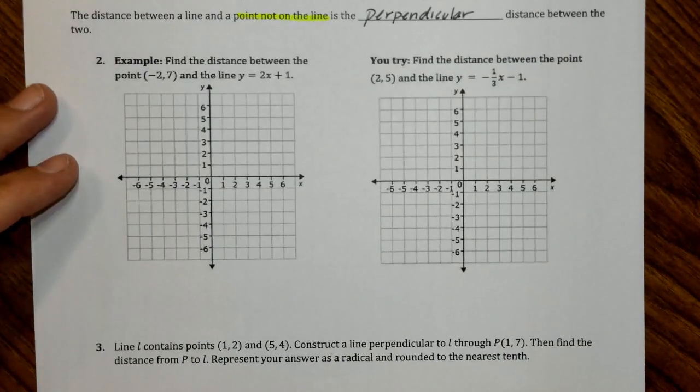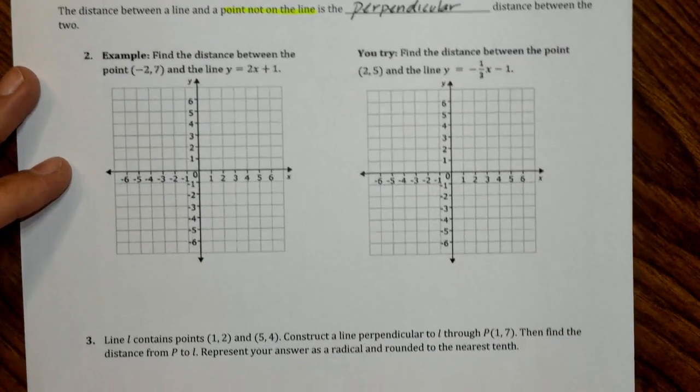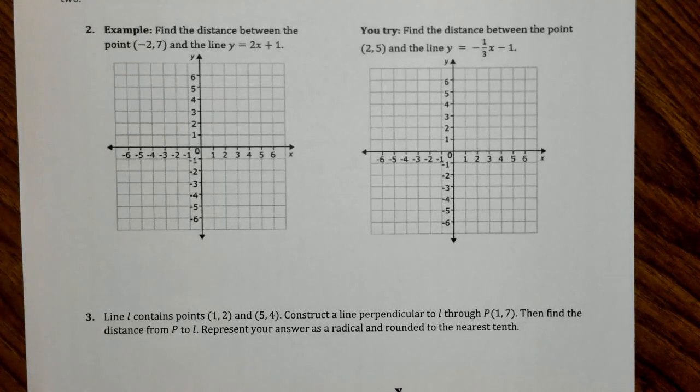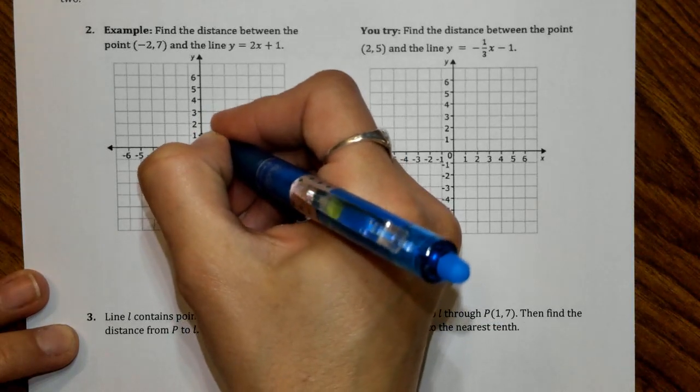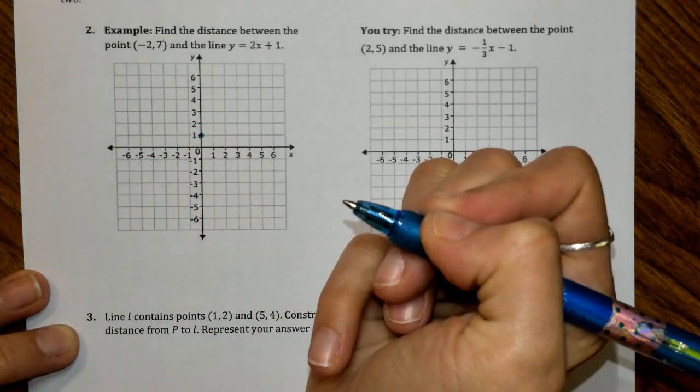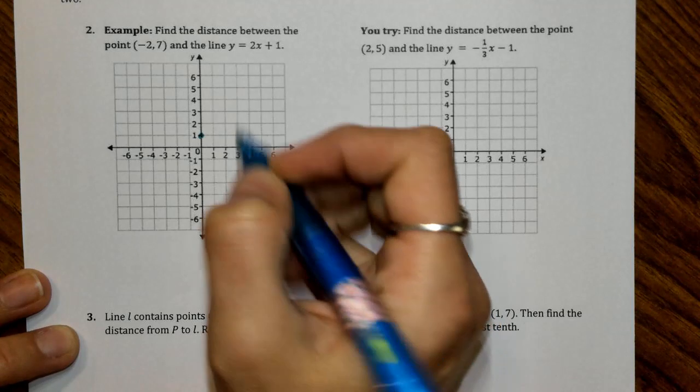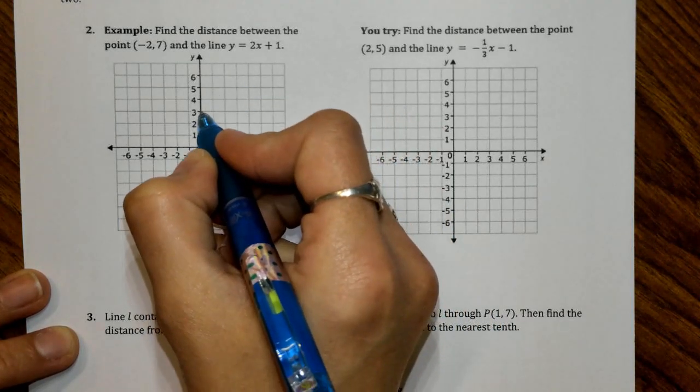Now, we're not going to be doing a line necessarily, not with these first two. We're going to go ahead and take a look. We've got find the distance between the point -2, 7 and the line y equals 2x plus 1. The first thing we need to do is graph 2x plus 1. Positive 1 on the y-intercept. That slope of 2 means rise 2, run 1. So rise 2, run 1.